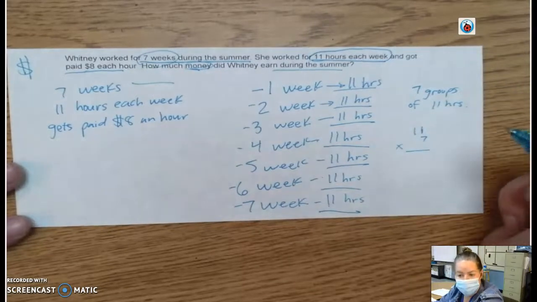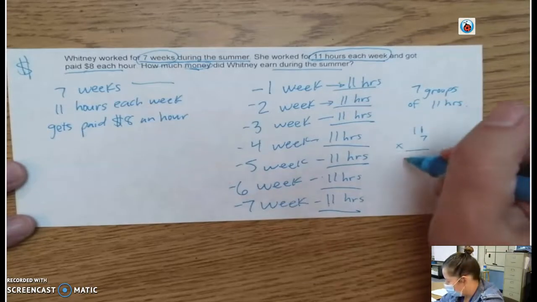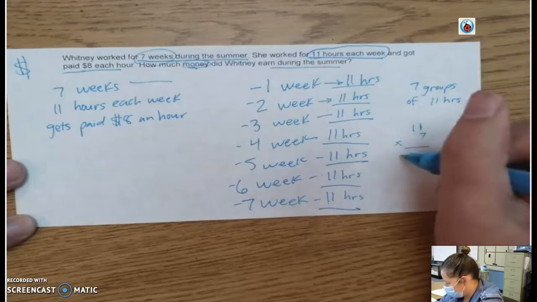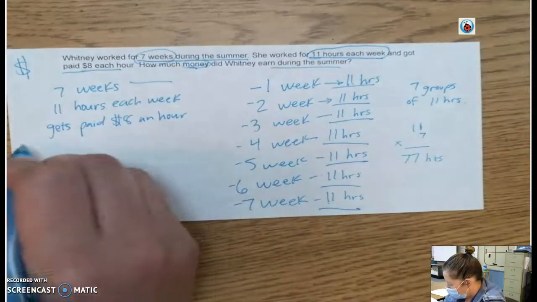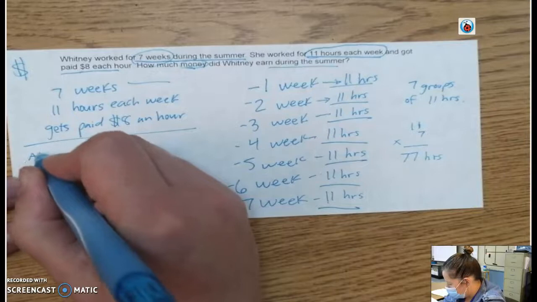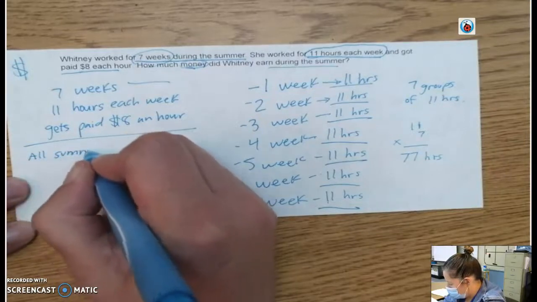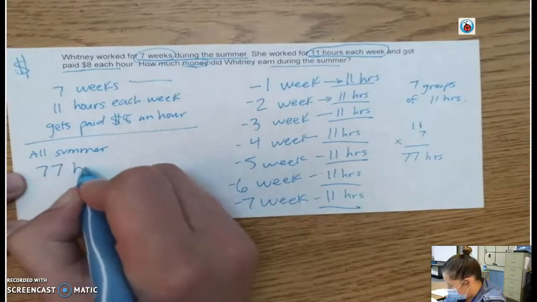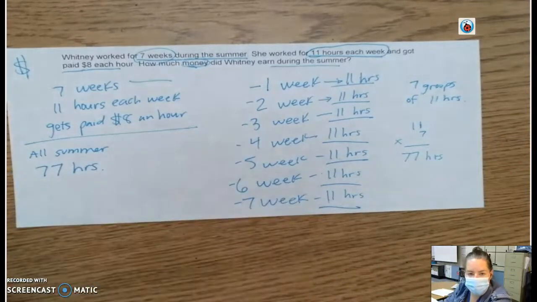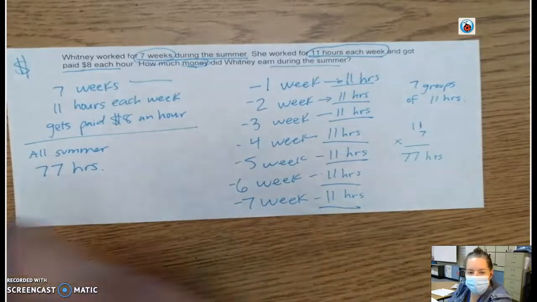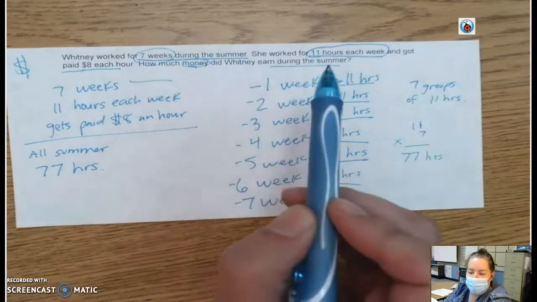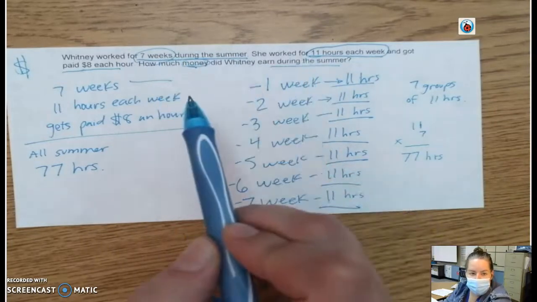That's a multiplication fact you should know. 11 times 7 is a total of 77 hours. So I now know that all summer, the total number of hours she worked was 77 hours. That's great. Is that what our question is asking us? How many hours she worked all summer? Let's look. How much money did she earn during the summer? Okay, so I'm not done yet. That's just my first step.